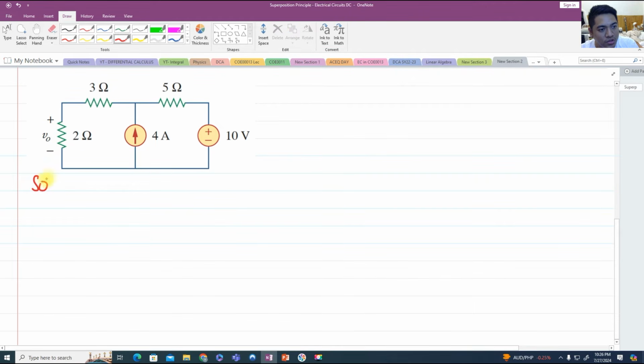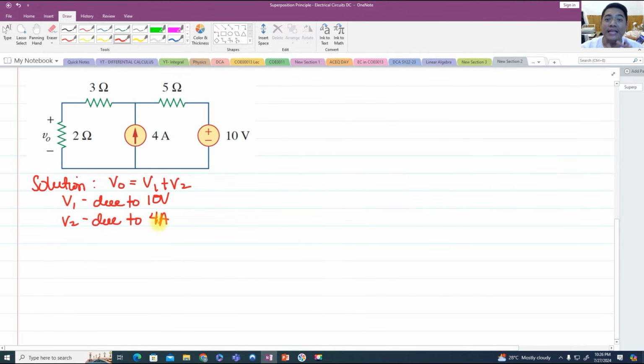Again, our solution starts with V sub O. If we are going to analyze it, we have V sub 1 and V sub 2, as I labeled them. V sub 1 is due to 10 volts. V sub 2 is due to 4 amperes. So that is our designation. Or you can interchange it; you may use V prime plus V double prime, where V prime is due to 10 volts and V double prime is due to 4 amperes. It doesn't matter. You have to assign variables.